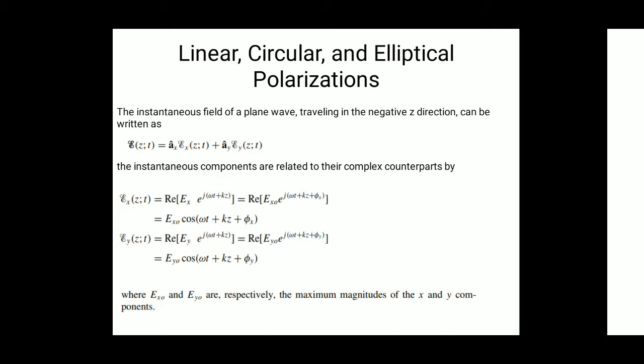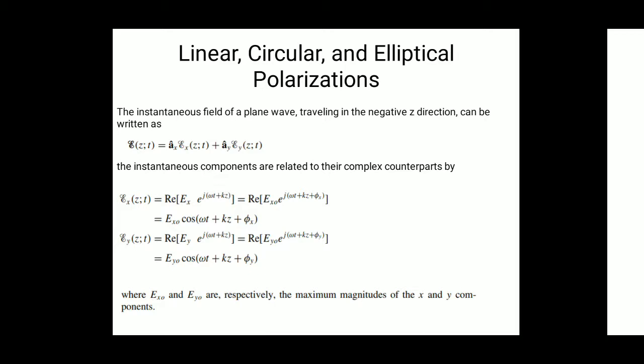Before that, first we study the instantaneous field of the plane wave. The direction of the plane wave propagation is the negative z direction. So we can write the electric field as a combination of the electric field component in the x direction and the component in the y direction, in terms of z and t.